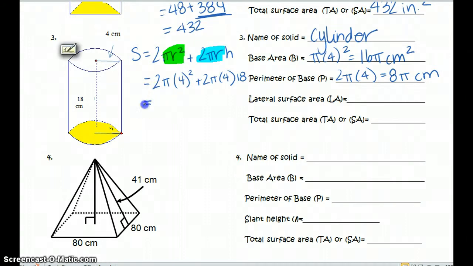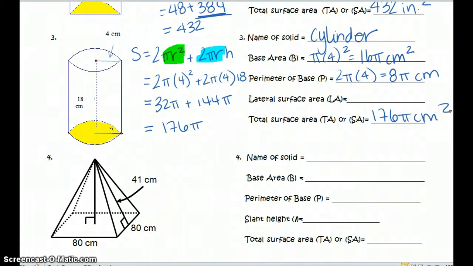So this gives me 32 pi plus 144 pi. So my total surface area is going to be 176 pi centimeters squared. Once again, please leave your answers in terms of pi. Now lateral surface area is p times h, or in this case, since we're working with a circle, 2 pi r h. So right here, lateral surface area is 144 pi centimeters squared.